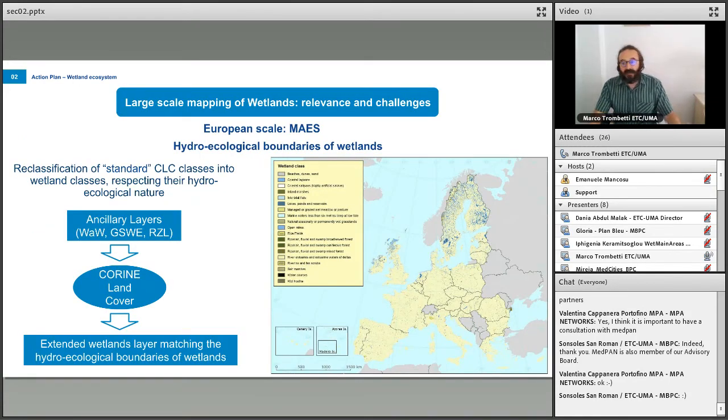Luckily, we don't start from scratch. As Daniel already introduced before, we've been involved for already 8 years in such an issue at the European level within the MICE project.